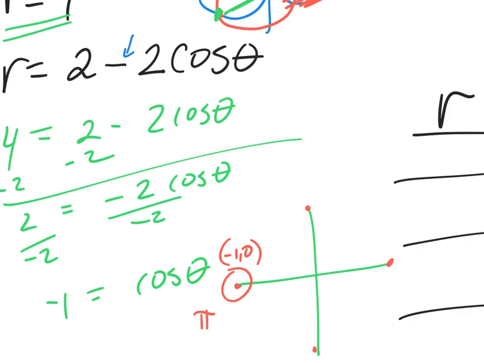Notice there's only one answer. Apparently these two circles only touch once. Why is there only one answer? Because there's only one spot where x is -1.